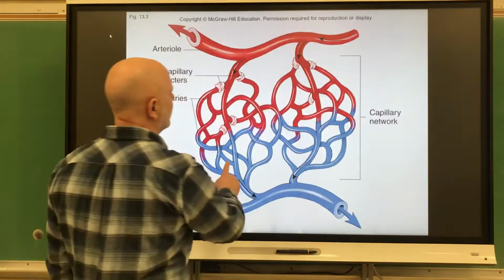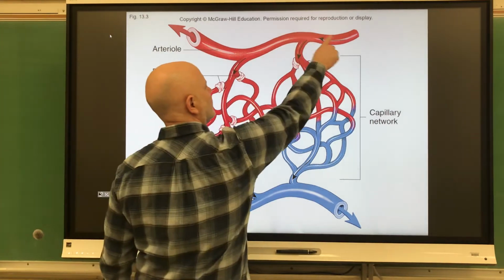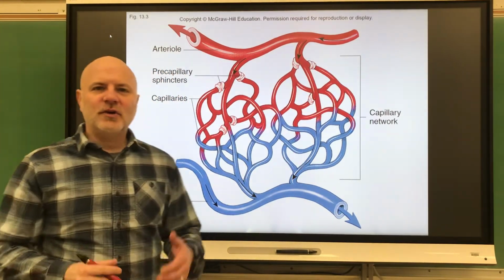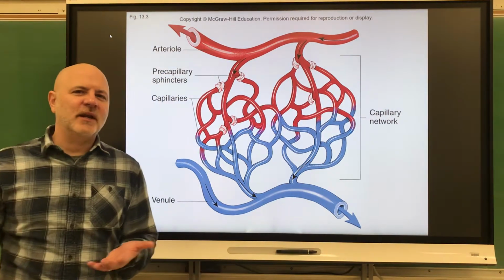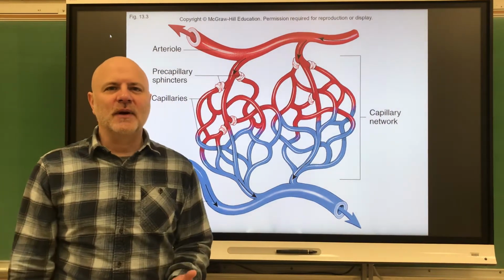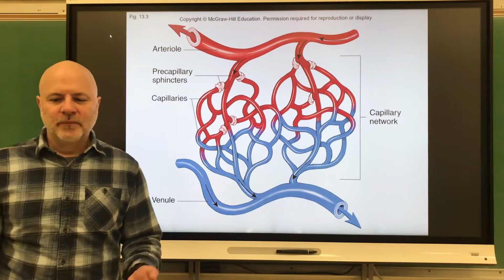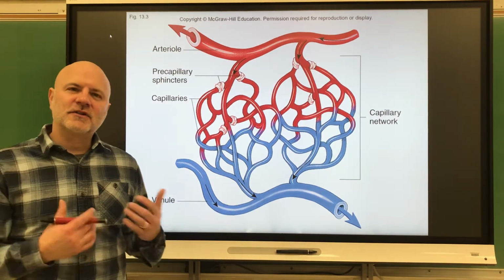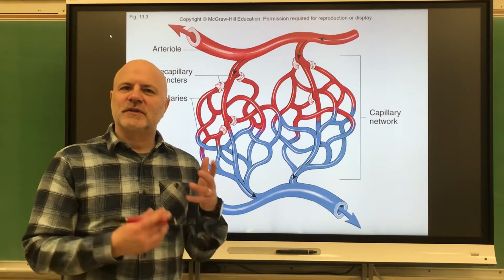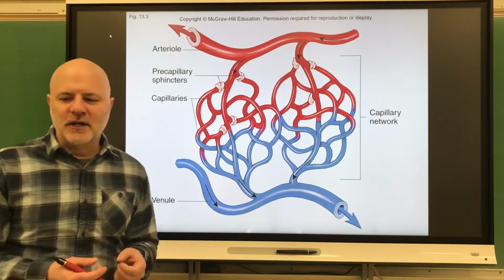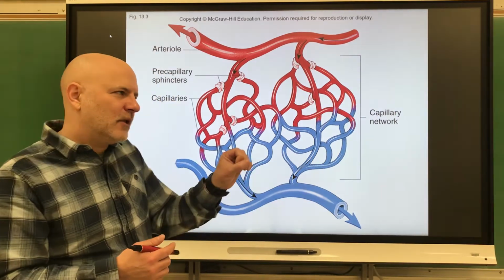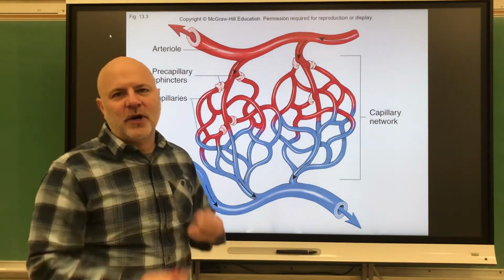So if we go to this picture here, this is showing an arteriole here. Here's a capillary network. All right, so a couple definitions I'm going to give to you. You've probably heard of these before. One is vasoconstriction. Vasoconstriction is a decrease in the diameter of a blood vessel. So the smooth muscles of the tunica media, which is the middle portion of a blood vessel, are going to contract, and that's going to actually increase blood pressure. So when you make the opening smaller, the blood pressure goes up.